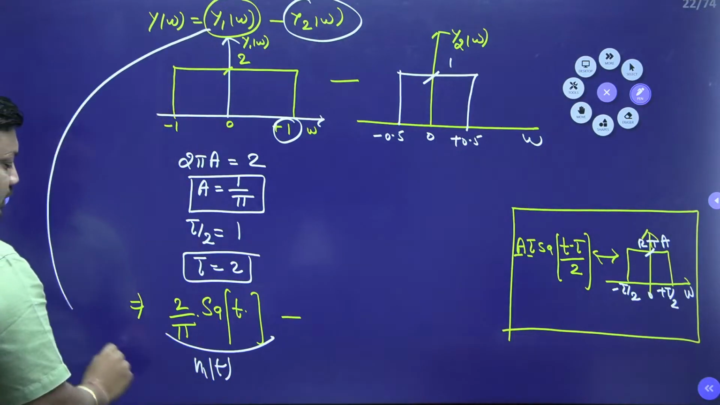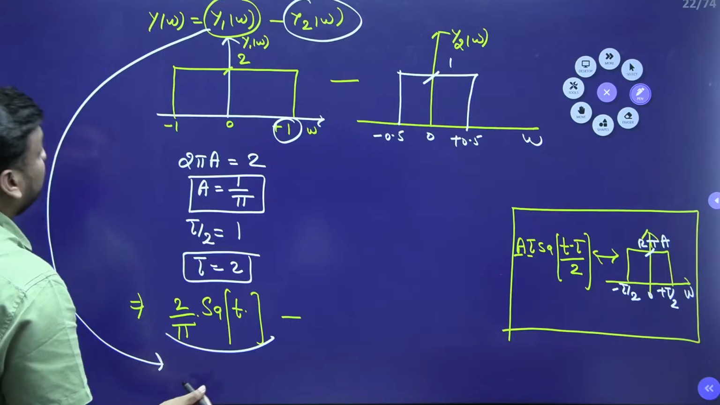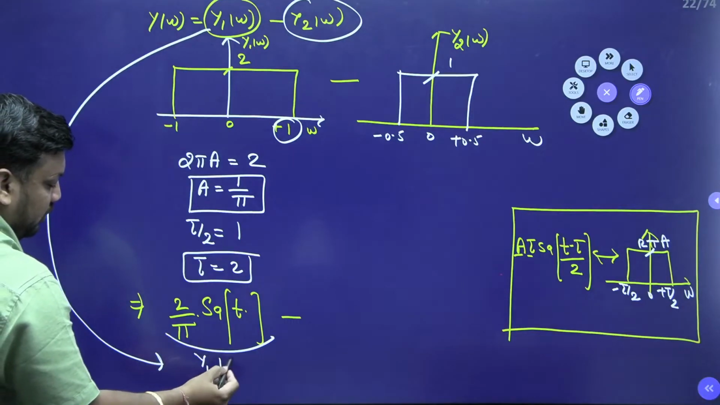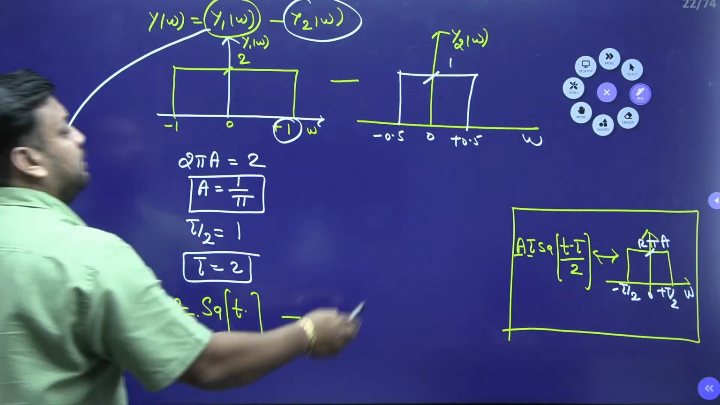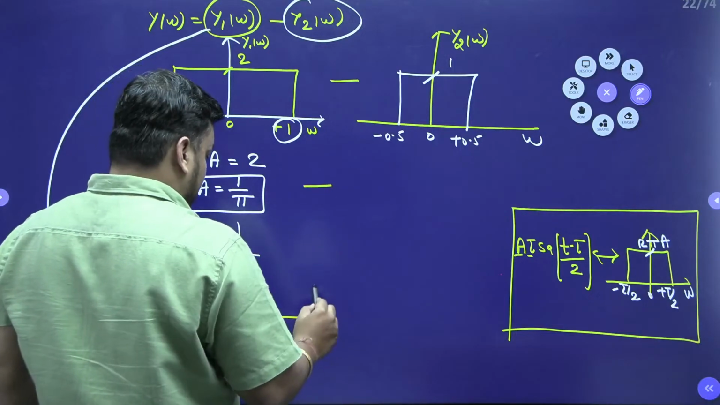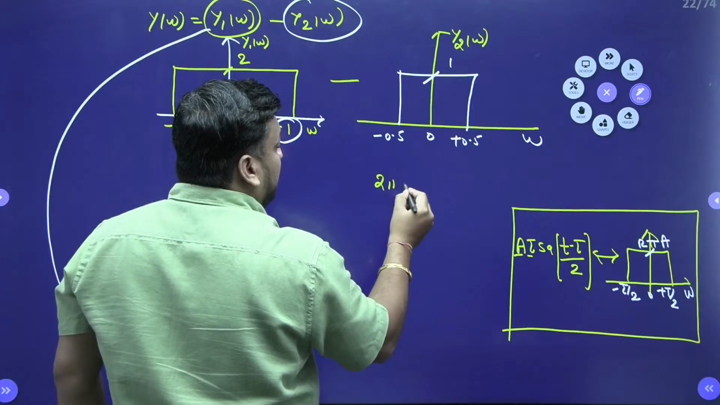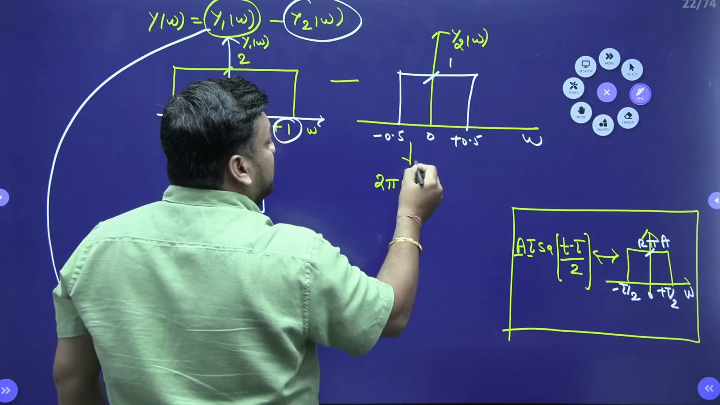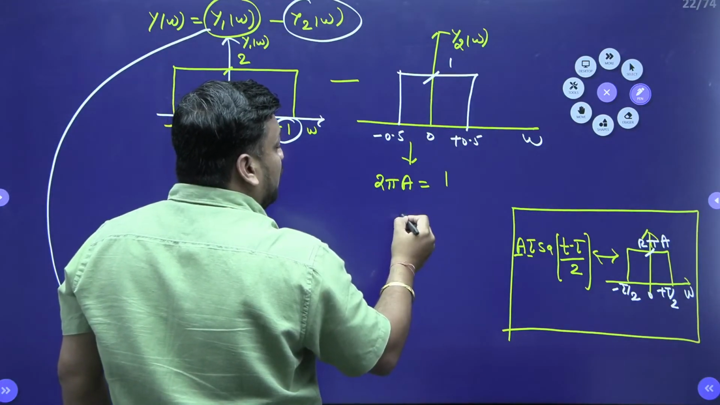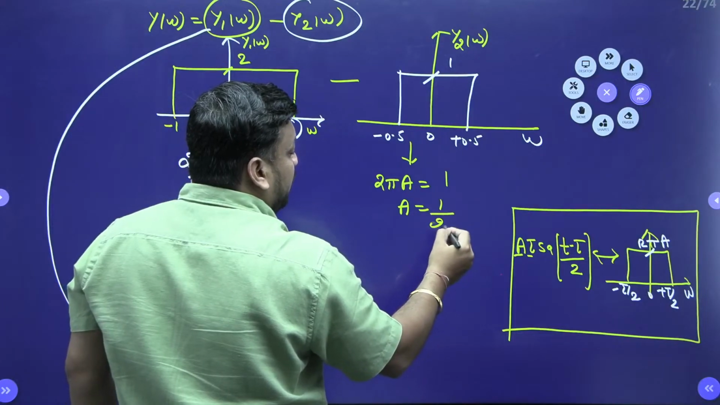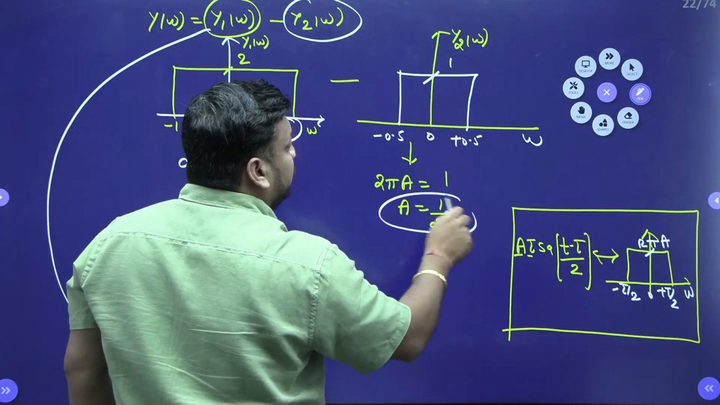This y1 omega will give me actually y1t. Similarly here, what is the sign? Minus sign is there, so here also minus sign. Now here also I need to compare 2 pi a. For this diagram 2 pi a equal to 1, so a equal to 1 upon 2 pi. Again keep it in a box.